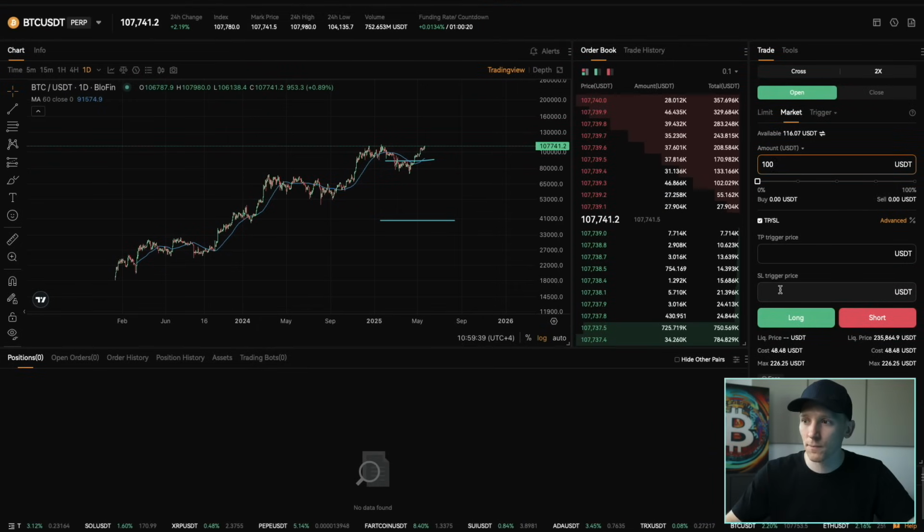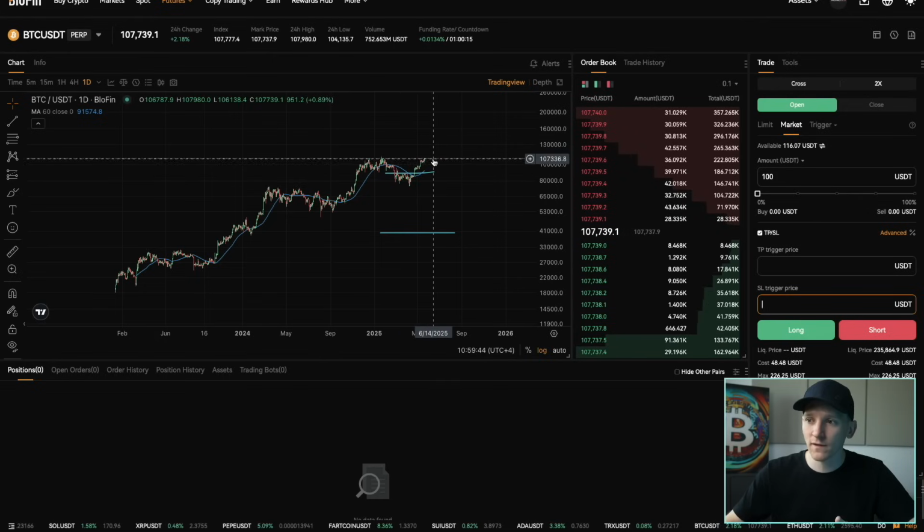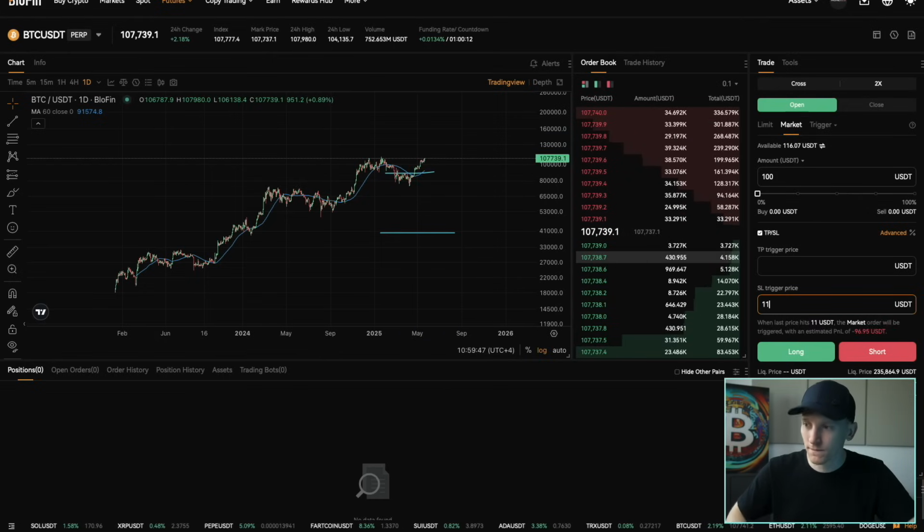And let's put a stop loss in. Now the stop loss is going to be higher because I'm selling first. So if I'm selling at 107, I want to take a loss maybe at 110.